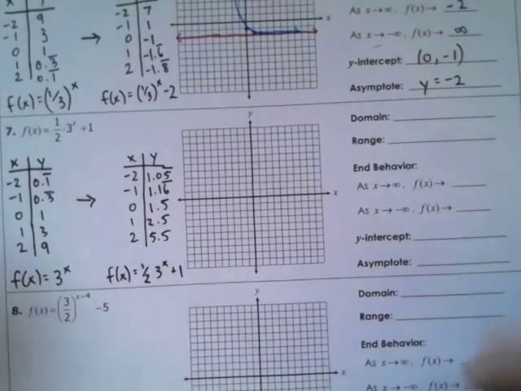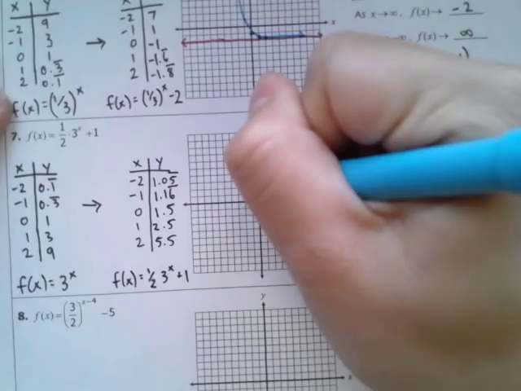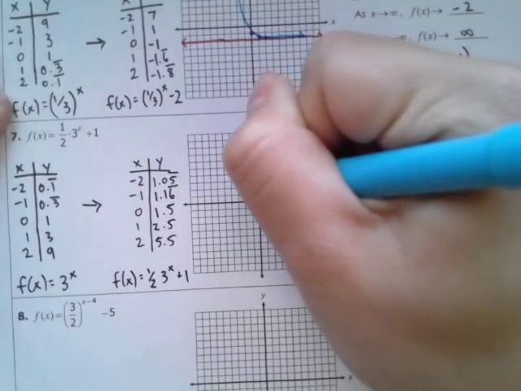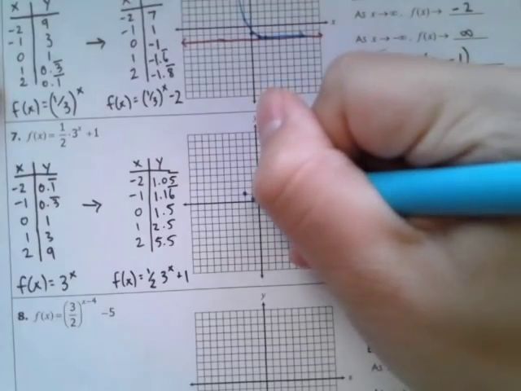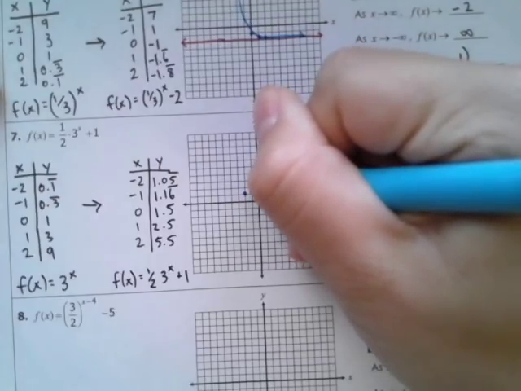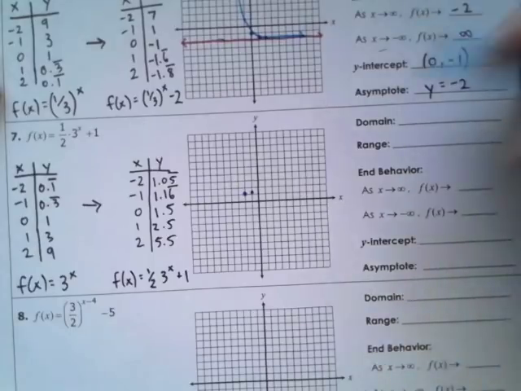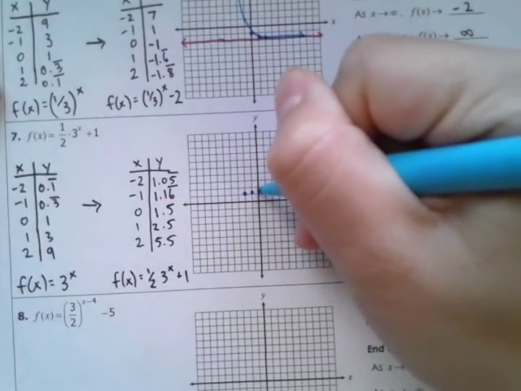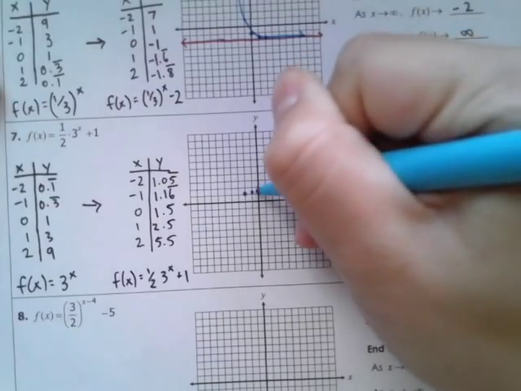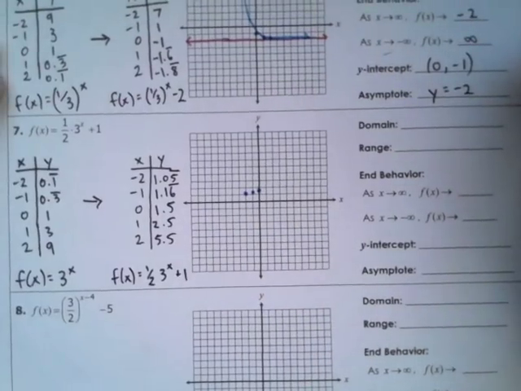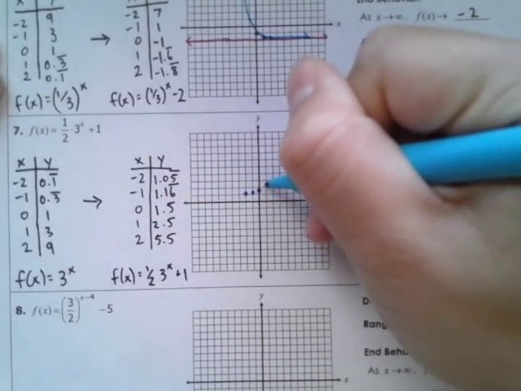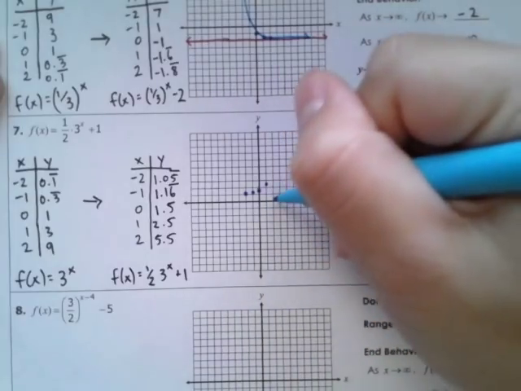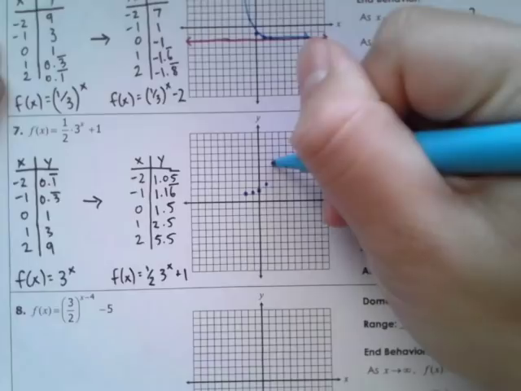Now I can plot these. So at -2, I have 1.05. So it's just above the y equal to 1 line there. At -1, it's slightly higher. And then at 0, it's 1.5. So right in the middle there. And then at x is equal to 1, I have 2.5 there. And then at 2, I have 5.5 there.